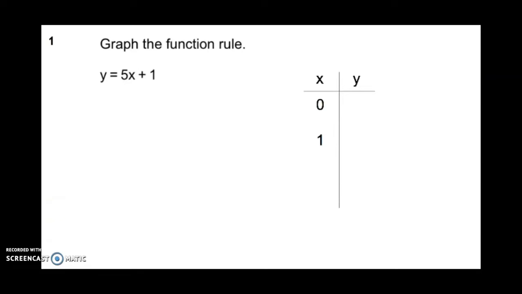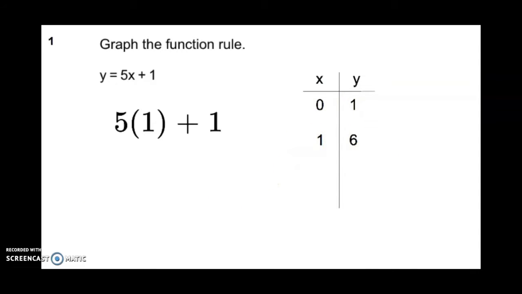So what I'm going to do is substitute in each of these values in for x. So we have 5 times 0 is 0 plus 1 would just be 1. Substitute in 1 in for x. 5 times 1 is 5, plus 1 is 6. So now we have 2 points we can graph. We have (0, 1) and (1, 6).